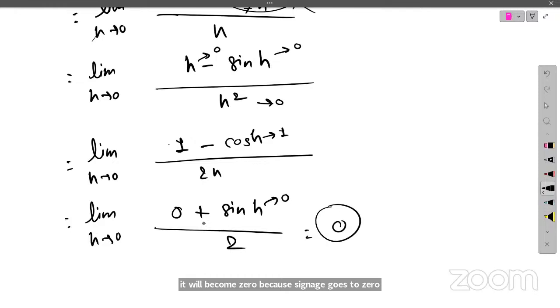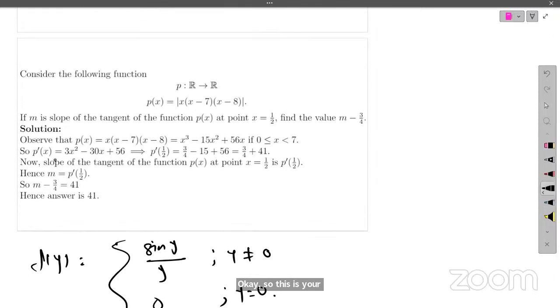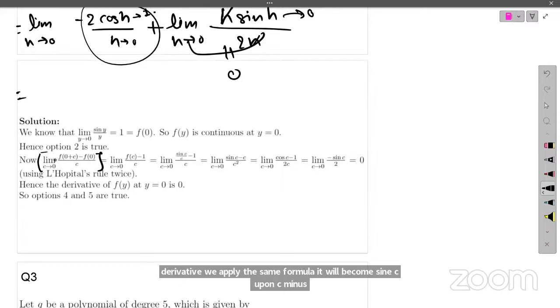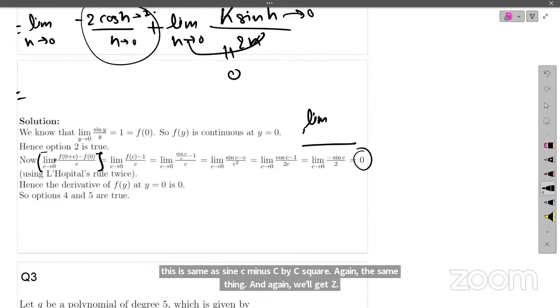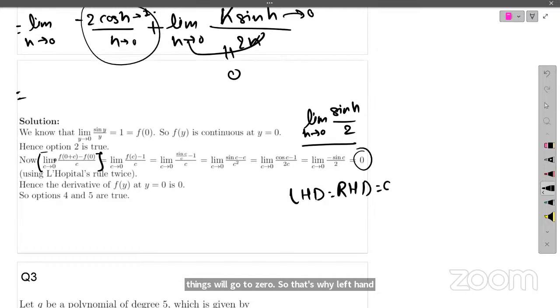Okay, so this is your left-hand derivative. And similarly, we can calculate the right-hand derivative. I think the right-hand derivative is calculated here. So for the right-hand derivative, we apply the same formula. It will become sin c upon c minus 1, so this is the same as sin c minus c by c square. Again the same thing, and again we'll get 0. In the left-hand derivative, we are getting this term in place of here, so it is sin h upon 2. But both of these things will go to 0. So that's why the left-hand derivative is the same as the right-hand derivative, that is equal to 0.